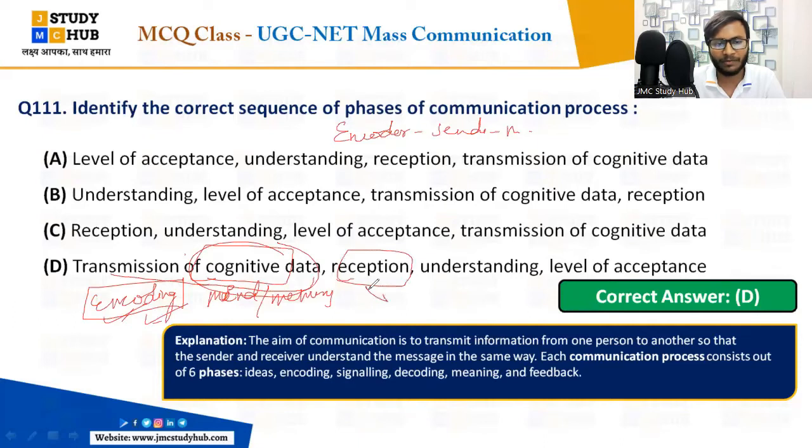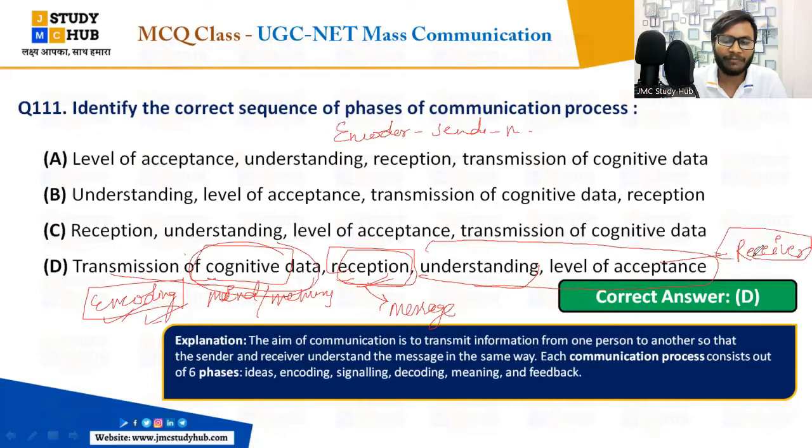Reception is your message. You are designing the message. After that, it is about the understanding and the level of acceptance. The level of acceptance is in the receiver, so it will definitely be at the end. So I start from the transmission of cognitive data to reception and understanding, then level of acceptance. In this way, we can understand the different phases of the communication process. Phase one is transmission of cognitive data. Phase two, reception. Phase three, understanding. And phase four is the level of acceptance, at the receiver's end of the communication process.